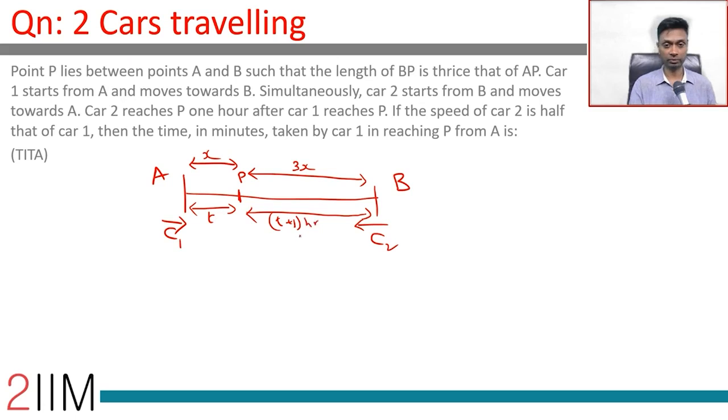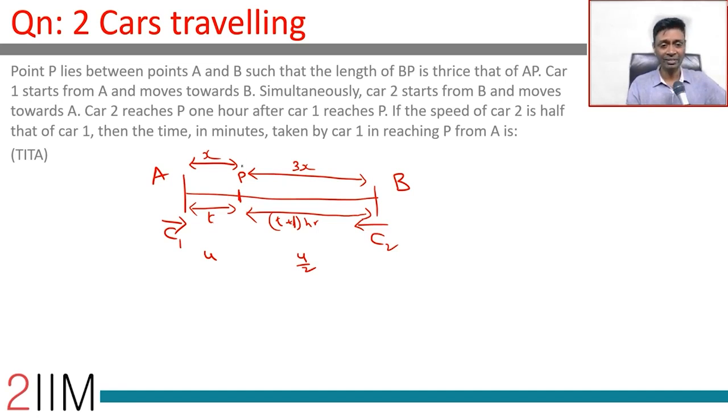If the speed of car 2 is half that of car 1, car 1 speed, let it be u. Then car 2 speed is u by 2, half of that. Then the time in minutes taken by car 1 in reaching P from A is, so we need to find T. We need to find T in minutes. Written this down as T plus 1 hour. So it is written as T hours, but we need to find this in minutes.